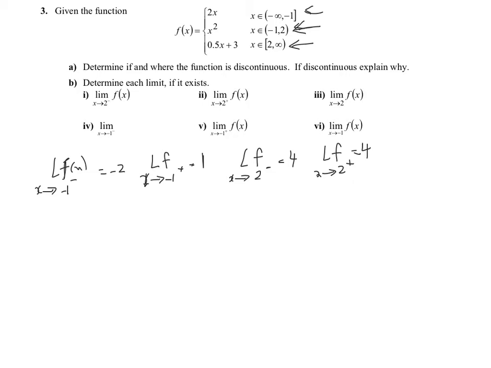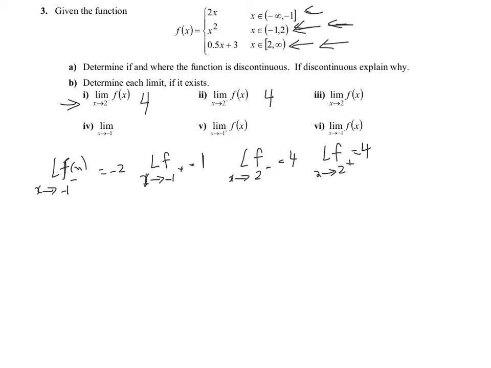Now we have to find the limit of the function f of x when x goes to 2 from the left. When x goes to 2 from the left, we have to evaluate this function. So when x goes to 2 from the left, it becomes 2 squared, which is 4. Now when the function goes toward 2 from the right, we have to use this function. This means 0.5 times 2 is 1 plus 3 is 4. If you check I and II, these two limits, you can see that both of them are equal to 4.